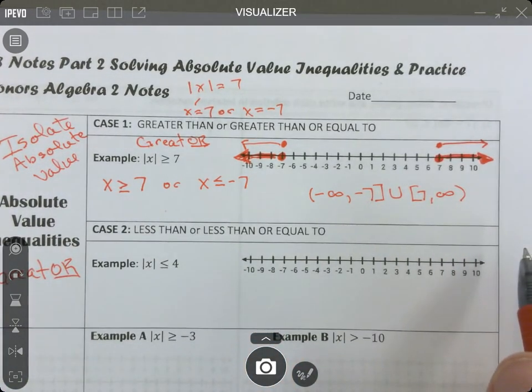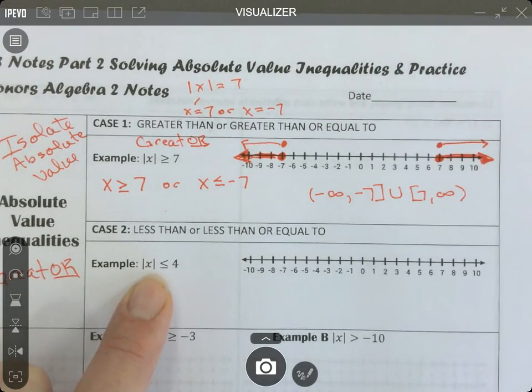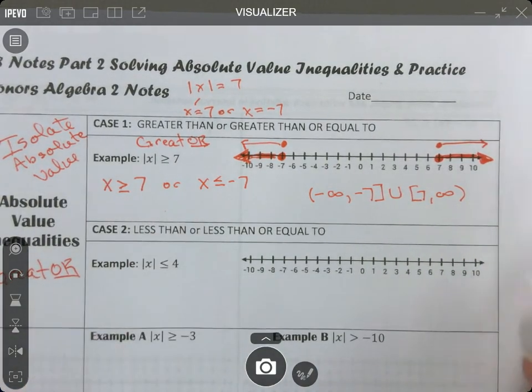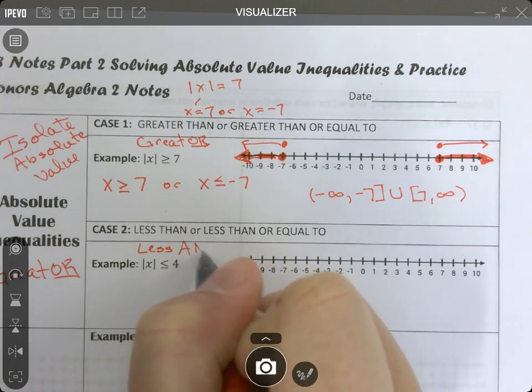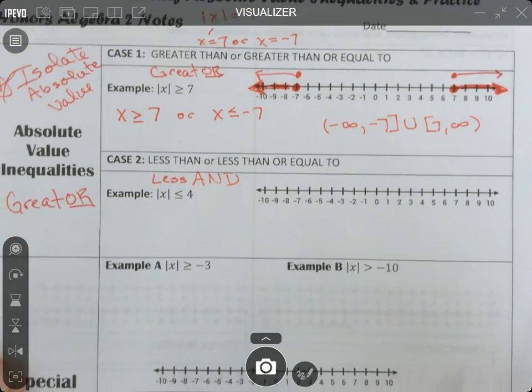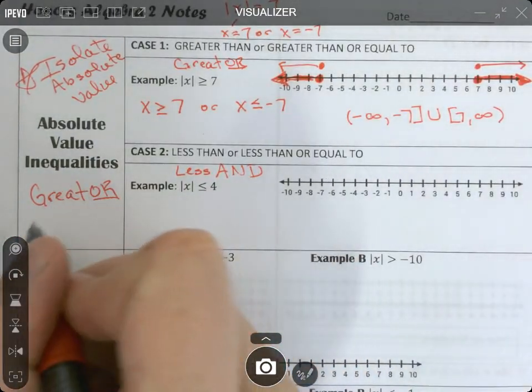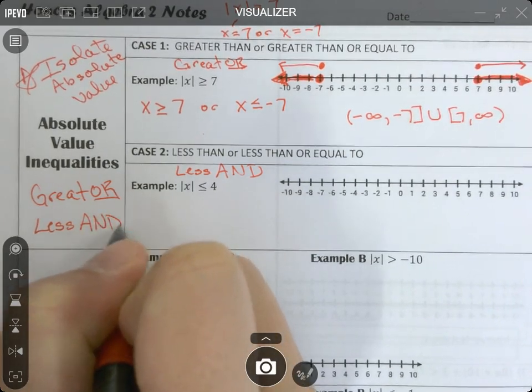We're looking for all of those ideas. All right, now this says the absolute value of x is less than or equal to 4, right? Less than looks like a smashed L. So instead of saying less than, guess what we're going to say? Less and. So the absolute value is isolated. So I'm going to go over here and add that. Less than is going to be called less and.